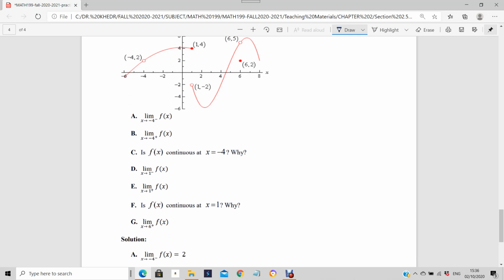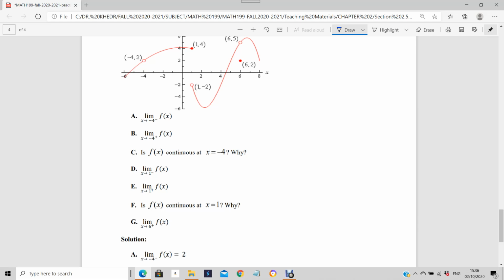As x goes to 1 from the left side, the limit is 4. From the right side, we have to follow this graph. It's -2. Is the function continuous at x equals 1? No, because the two limits are not equivalent. So there's no limit for the function. The limit does not exist. And this is not an endpoint to talk about one-sided continuity.